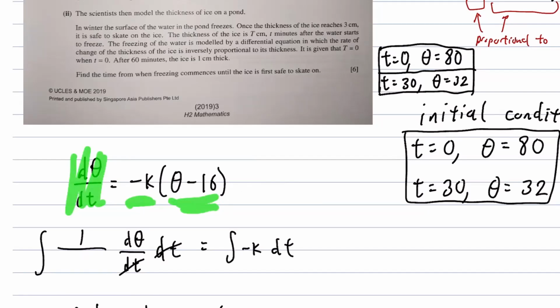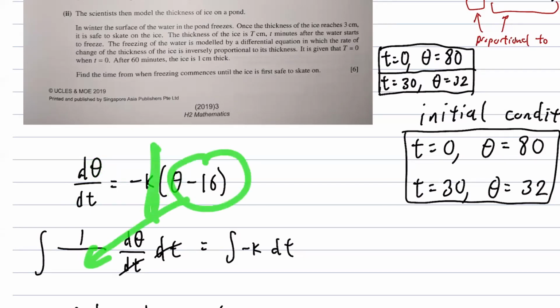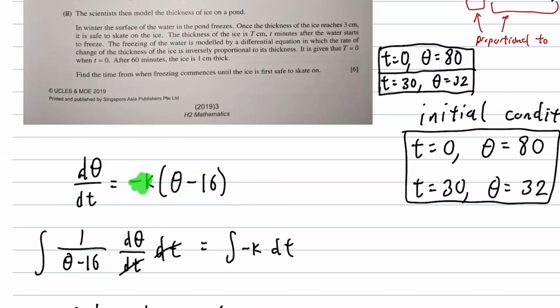So you can identify that there's theta here. So it's what kind of equation? Separable. We must separate them. Separate the constant of the x from the variable. So bring down, then you're left with theta minus 16, and you have a negative k left behind. Then I just integrate both.